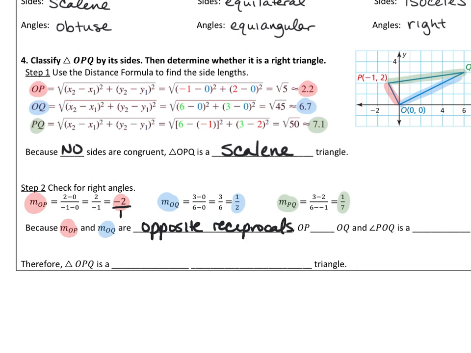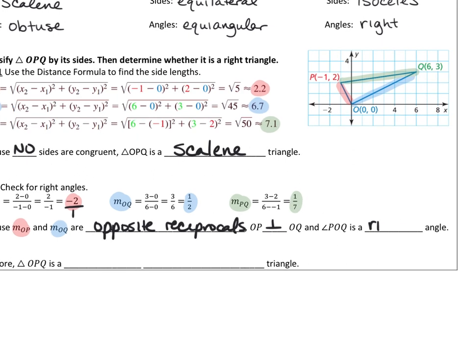Because they're opposite reciprocals, we know that these two lines are perpendicular to each other. And when two lines are perpendicular, the angle where they meet is a right angle. So the two words we get to use to describe this are scalene and right. So triangle OPQ is a scalene right triangle.